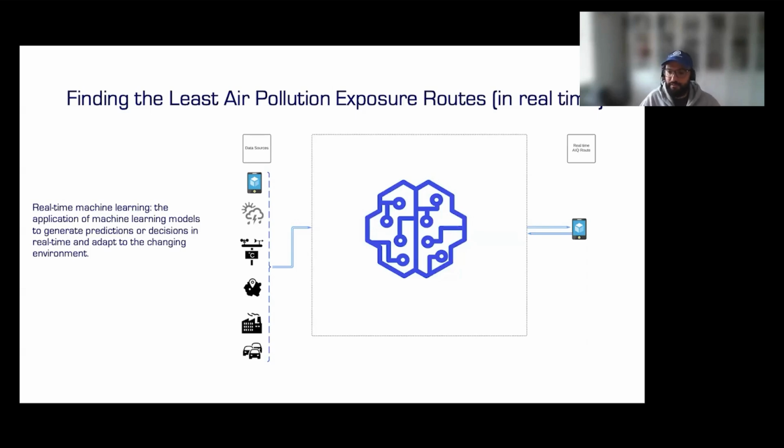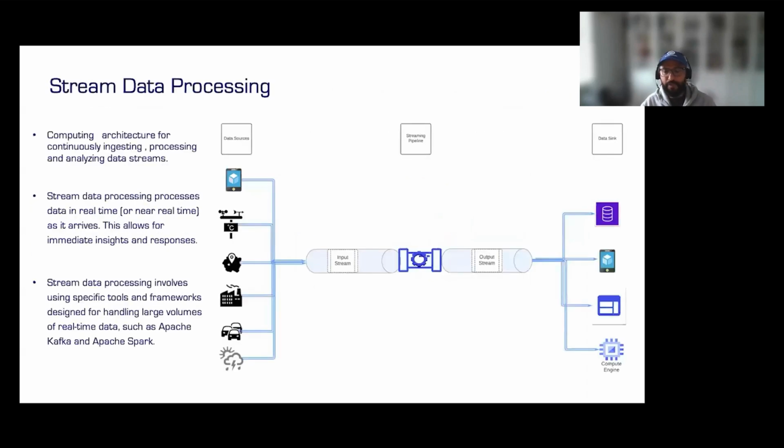So just for the sake of simplicity here in this case, to keep up this list of data sources. Once we identify the data sources, we need the capability to combine and ingest this data in real time and feed it to this big system, and have predictions or recommendations about routing the least air pollution exposure routes in real time.